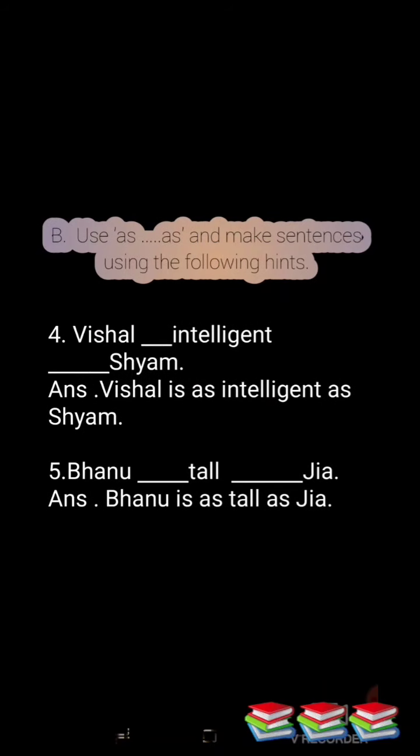The same here: Vishal, intelligent, Sham. So the answer is Vishal is as intelligent as Sham. Next is Bhanu, tall, Jia. Bhanu is as tall as Jia. We are not comparing. It's a positive form. It's a positive degree of comparison. Okay.